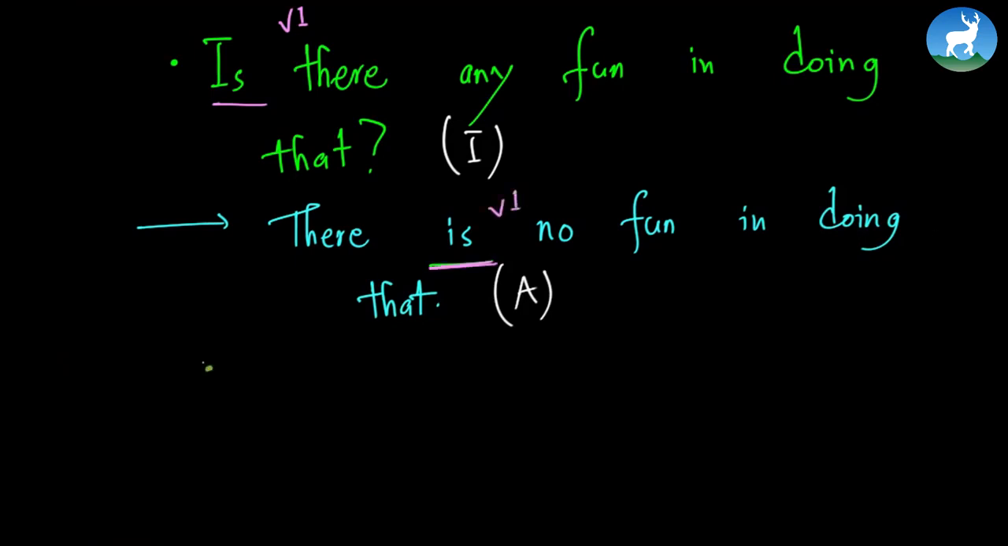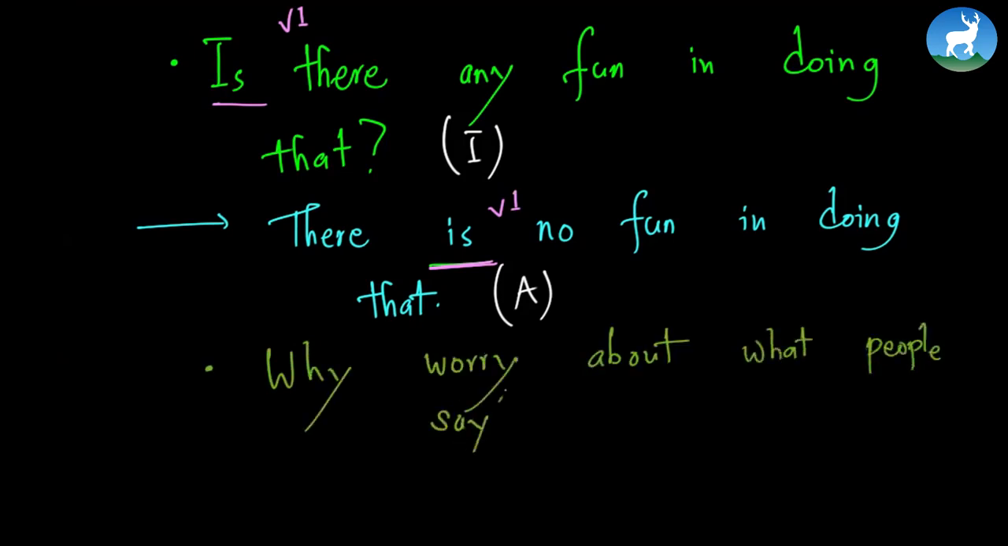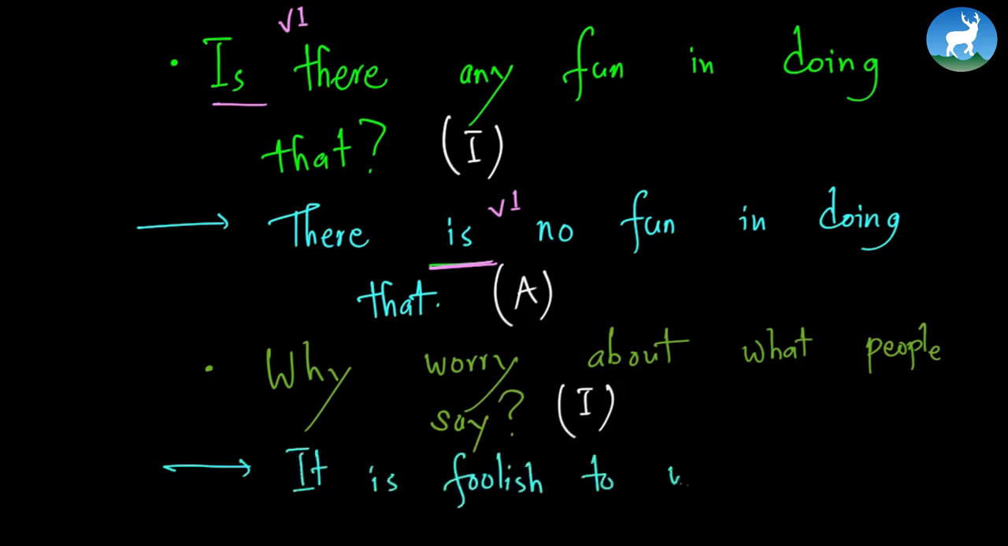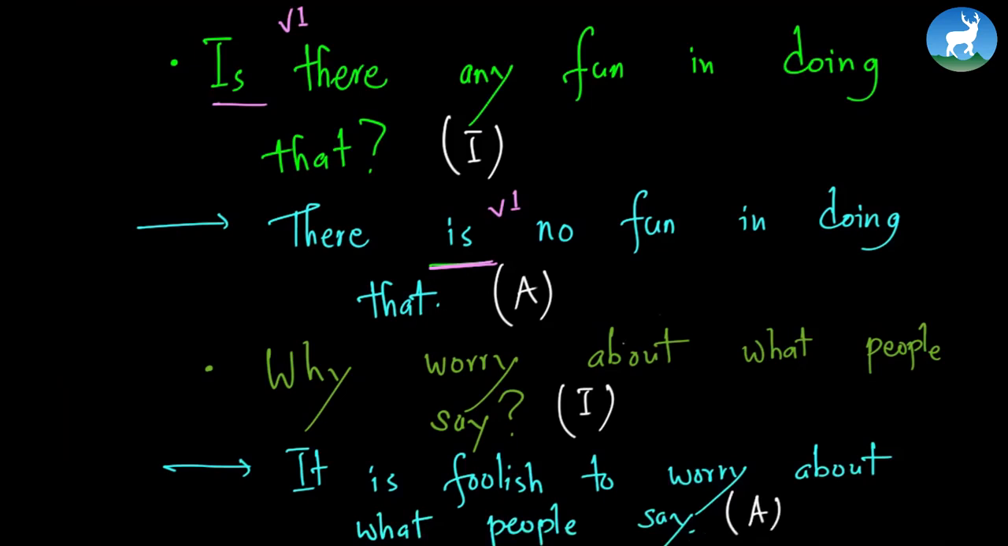You can write one more example. Why worry about what people say? This is again an interrogative sentence. Now we ought to convert this into an assertive one. How can we do that? I can introduce a phrase: it is foolish to worry about what people say. This is again an assertive sentence. So the tense is not changed. Why worry? V1 is here, and V1 is here. So the tense is not changed. You see? This is how we can change interrogative sentences into assertive ones.